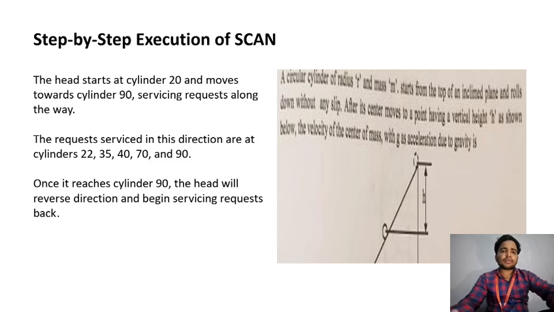Step by step execution of SCAN. First, the head starts at cylinder 20 and moves towards cylinder 90, servicing requests along the way. The requests serviced in this direction are at cylinders 22, 35, 40, 70 and 90. Once it reaches cylinder 90, the head will reverse direction and begin servicing requests on the way back.